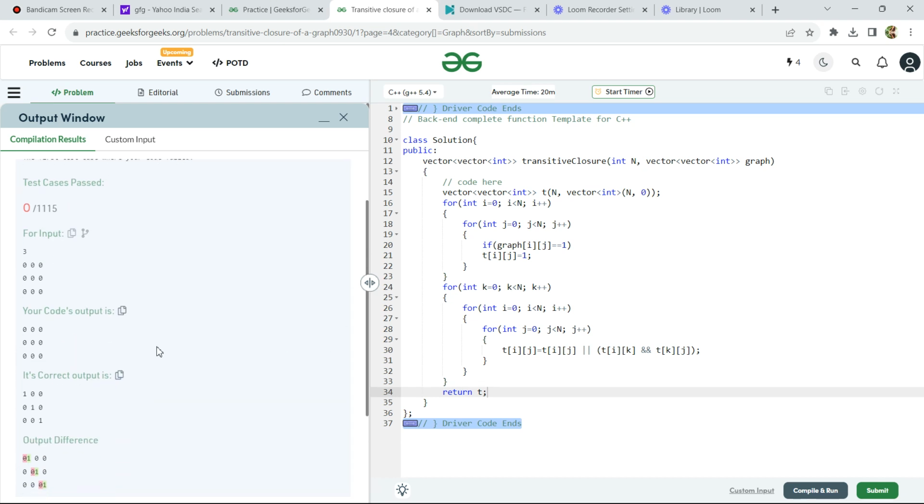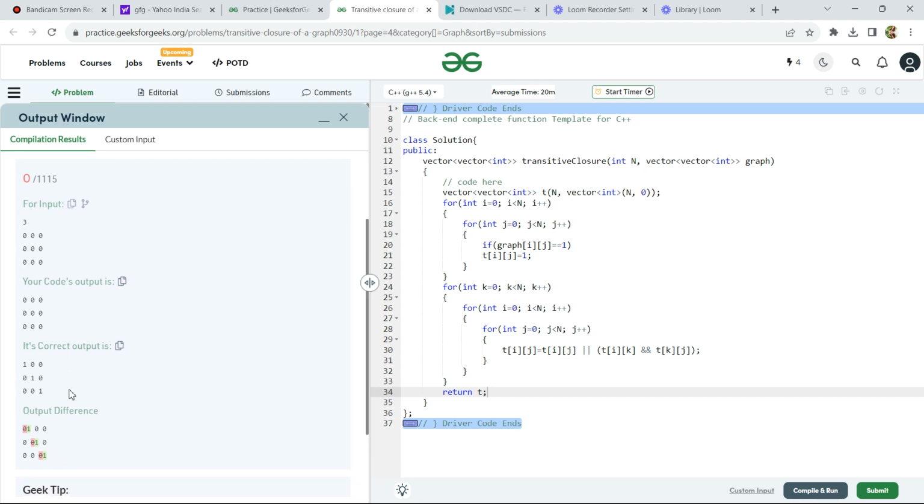So we are getting wrong output here. In the input, we can see that all entries are 0. It means that there is not a single edge in the graph. But in the correct output, we can see that the entries in the principal diagonal are 1. It means that according to the output, all the nodes are reachable from themselves. So in this question, it is assumed that a node is reachable from itself. So we have to incorporate this condition also.